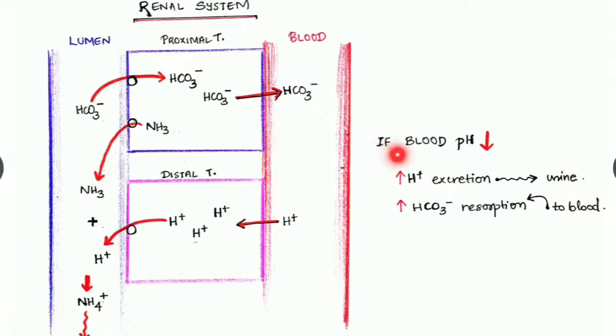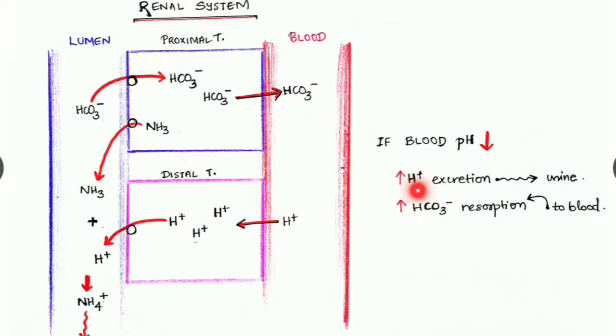So assume a situation where the blood pH is lesser, which means the blood is more acidic. What the body must do is reabsorb the bicarbonate to increase the alkaline nature in the blood, whereas it has to excrete out the H plus, which is the reason for the acidity in the blood, and that has to be excreted into the urine out of the body. So that is written here.